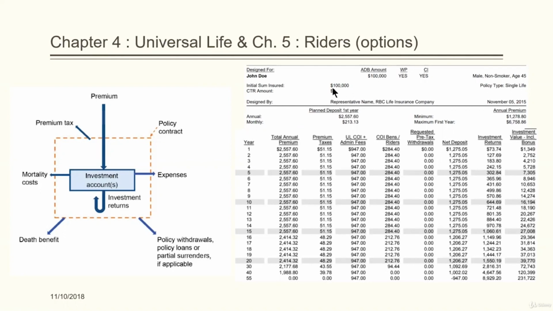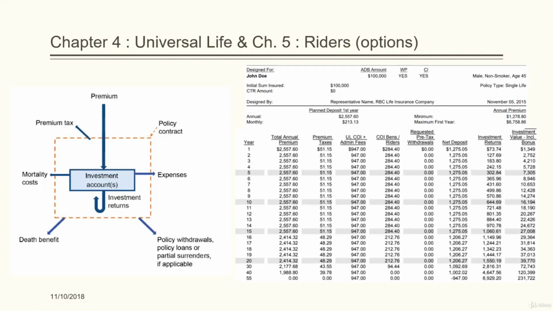The regular policy face amount is $100,000. So if an accident happens, then the death benefit will be $200,000. In this policy, the male person is a non-smoker, age 45. It's only on his life. Based on this, the company has calculated that the annual premium is going to be between two ranges. There's a minimum payment and there's a maximum. So the client can pay anything between the minimum up to the maximum.